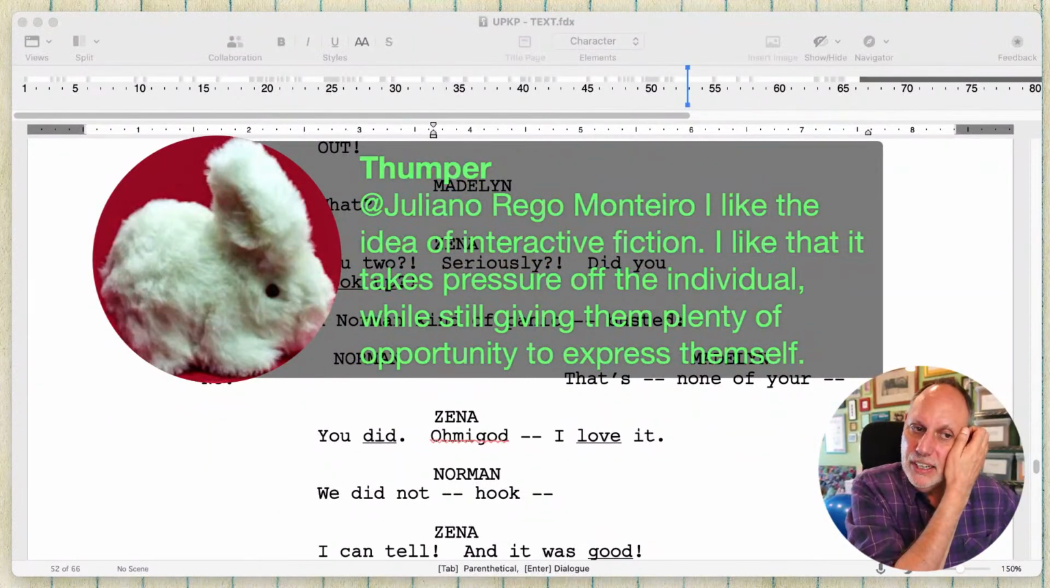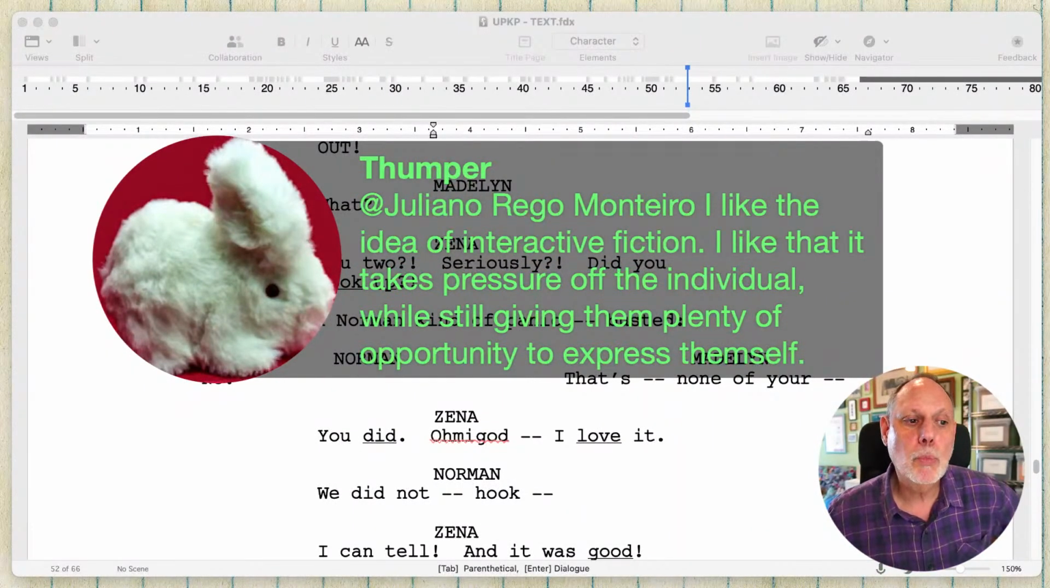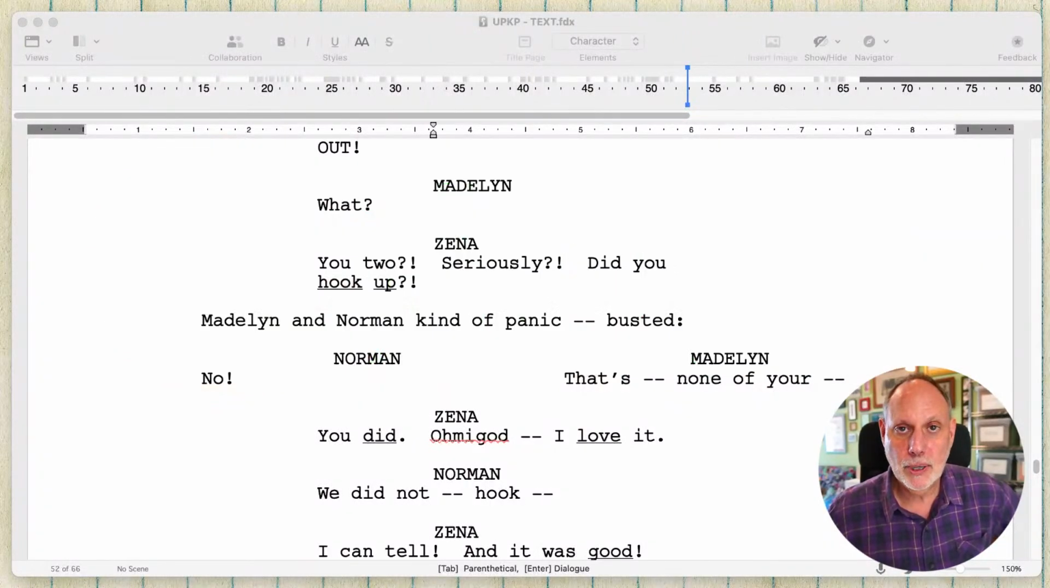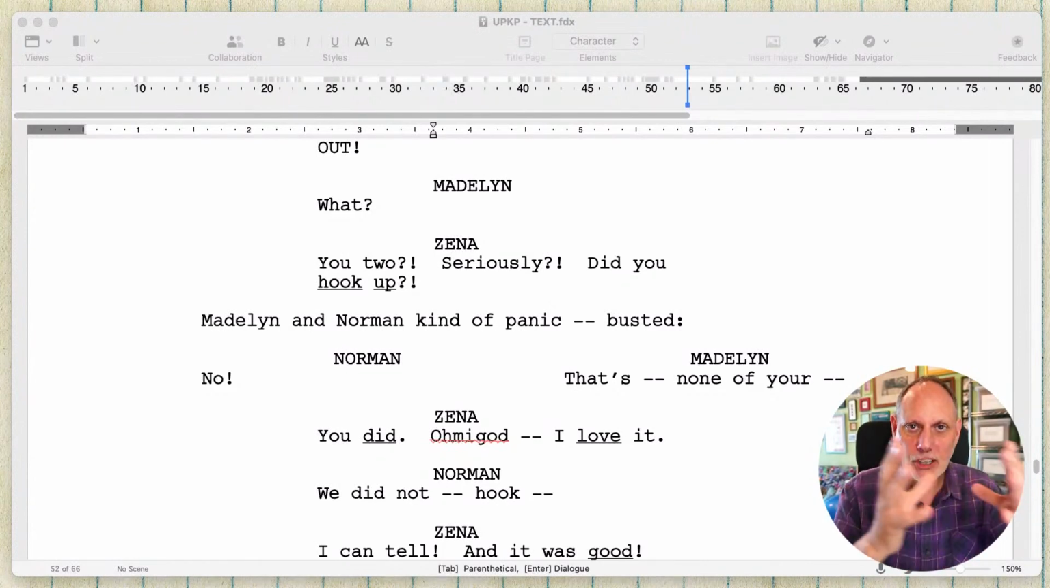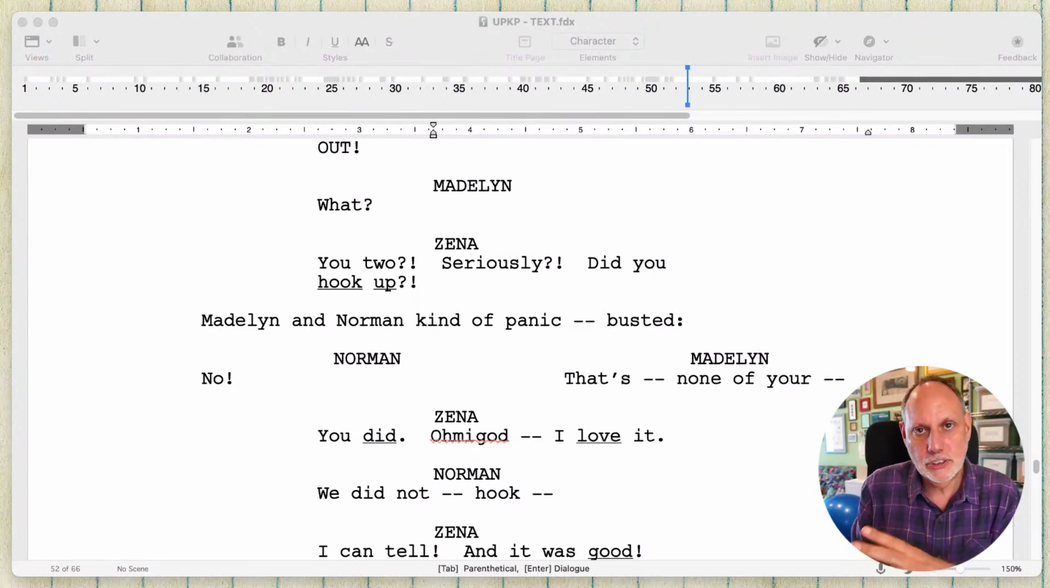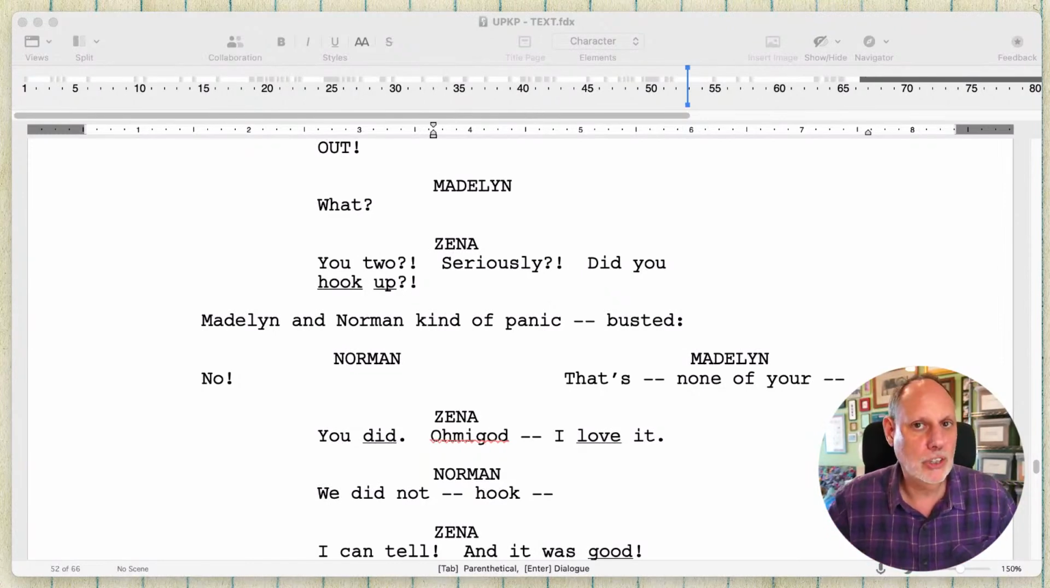Yes, yeah. Interactive fiction is, in some ways, more pressure on the writer, though, because you have to be able to write a satisfying idea and then do its alternate universe version. It's a great creative challenge.